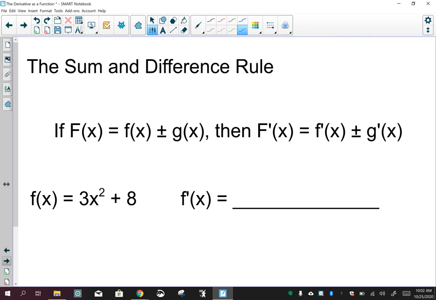Sum and difference rule. This is saying, if you have the sum and difference rule, you're literally going to take the derivative of each term in here. So those huge long polynomials that we've been doing, basically what you're going to do is take the derivative of each individual term that is in that polynomial.